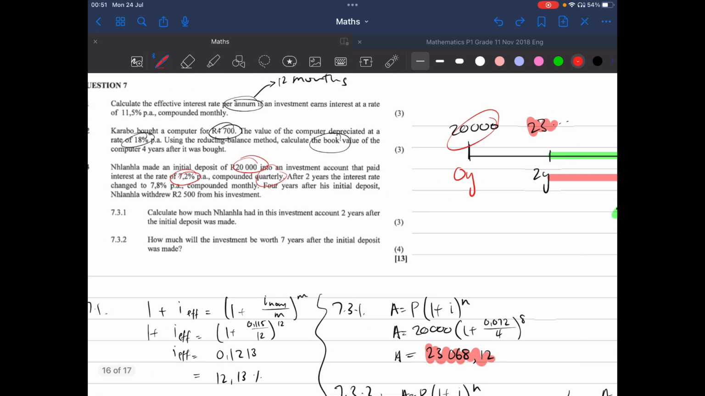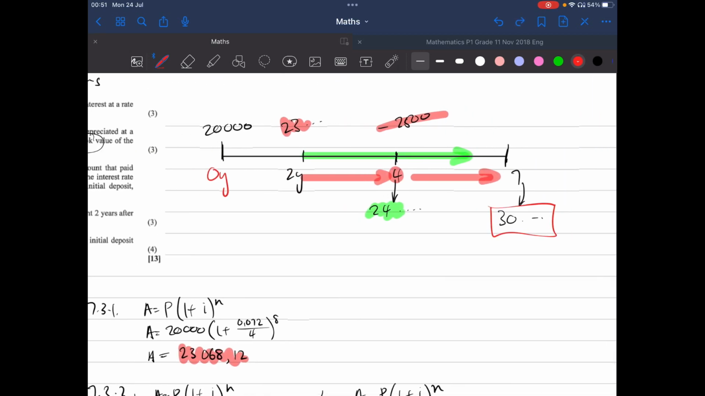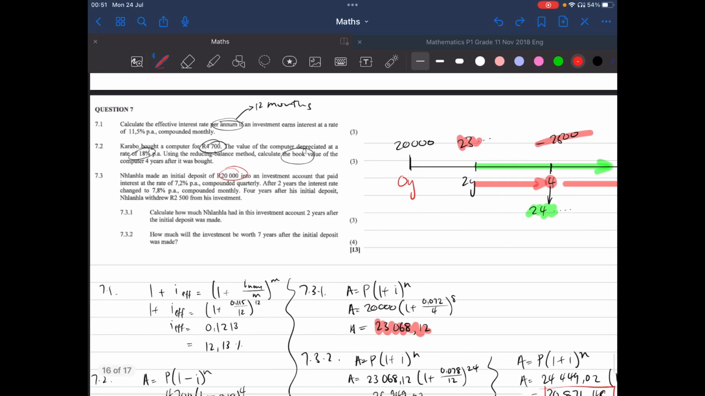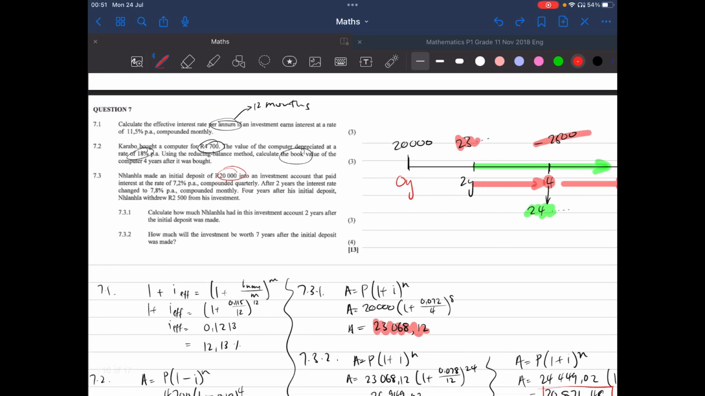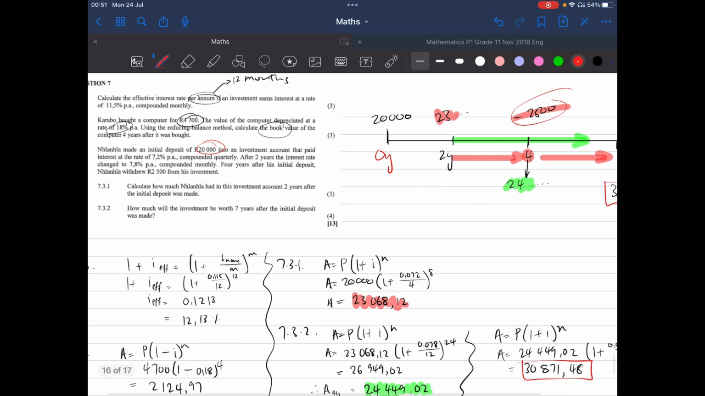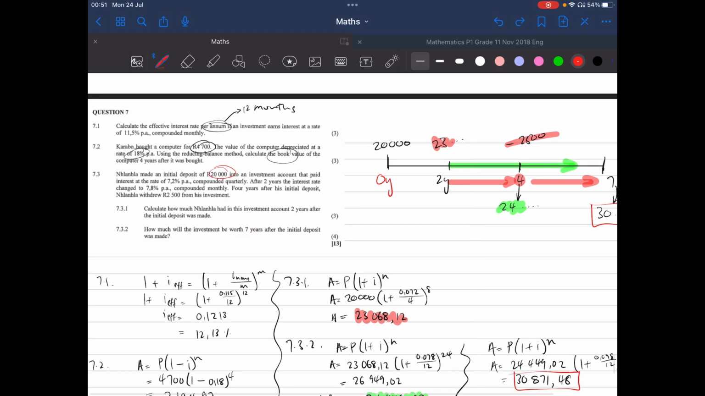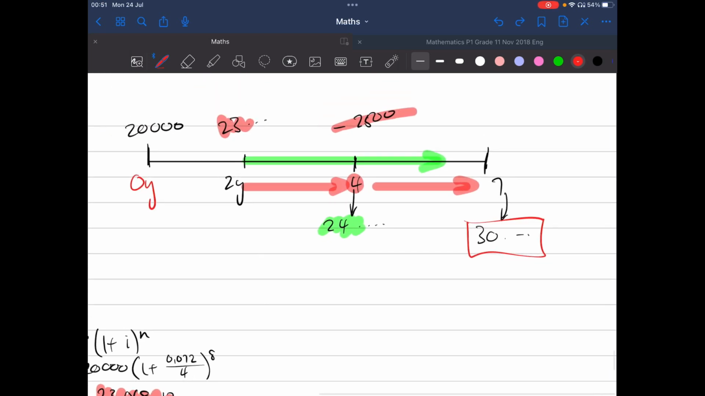Then after 2 years, the interest rate changed to 7.8% compounded monthly. Okay. So this green line represents that. So from that point onwards, it's now 7.8% compounded monthly. 4 years after his initial deposit, so at year 4, he withdrew 2,500 rands. Okay. And then now we have to find what's worth after 7 years. Okay. So remember where we at now. We started at 20,000. We calculated how much it's worth at the 2-year mark.